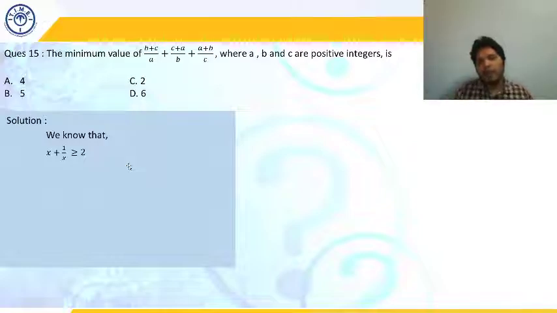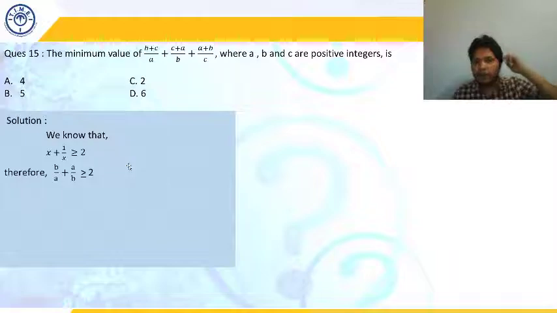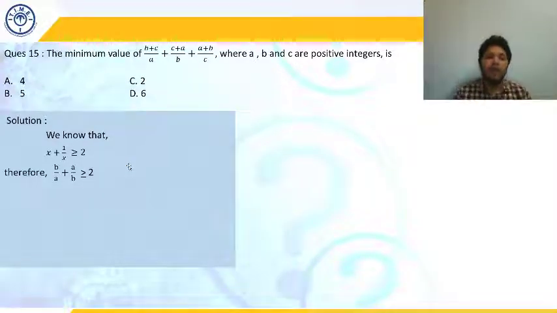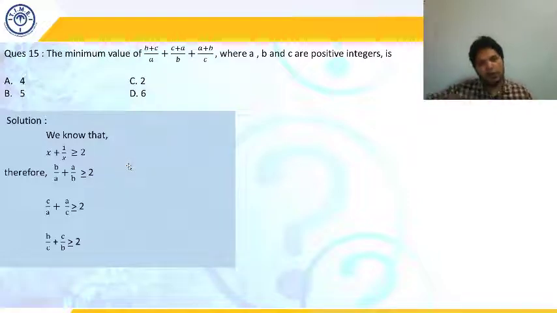Any positive real number x plus its reciprocal 1 by x should be greater than or equal to 2. This is what we are going to use here. So if a positive real number is a by b, then its reciprocal would be b by a, because 1 upon a by b is b by a. So we can say b by a plus a by b, because if b by a is a positive real number, then its reciprocal is a by b. So b by a plus a by b should be greater than or equal to 2. Similarly, c by a plus a by c is also greater than or equal to 2, and b by c plus c by b is also greater than or equal to 2.